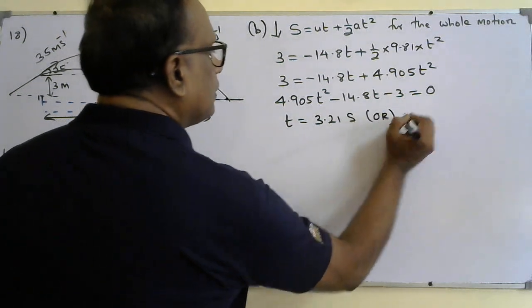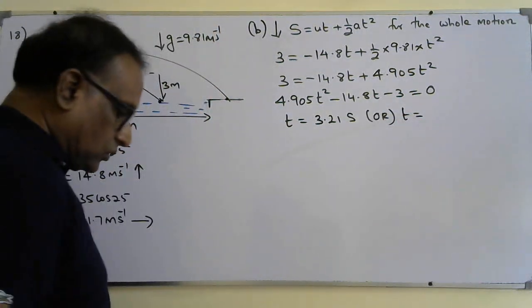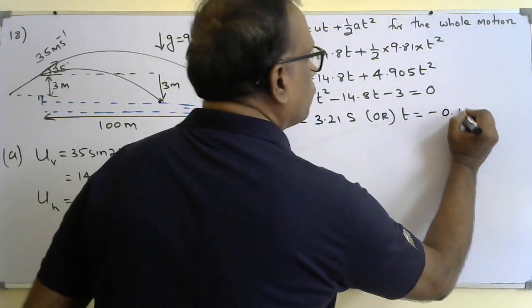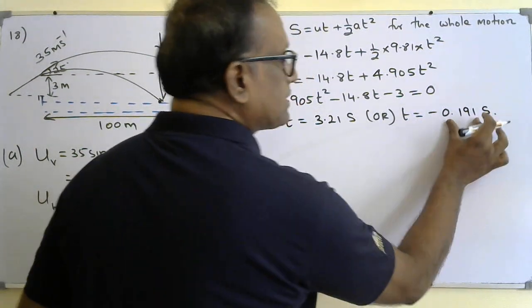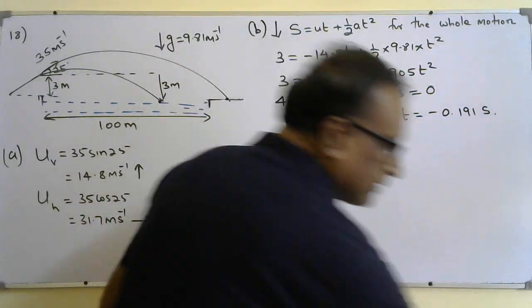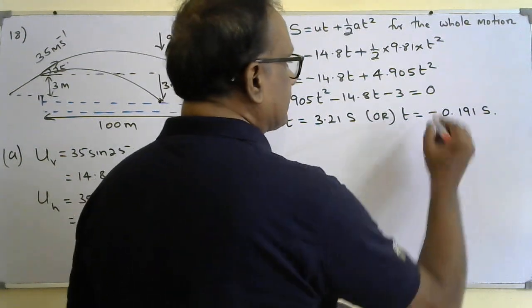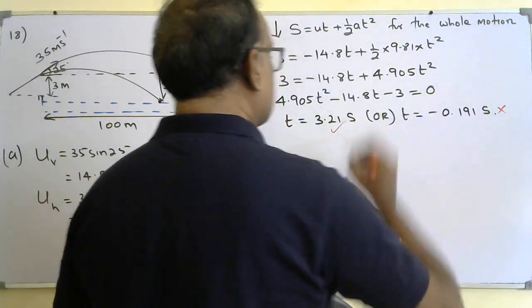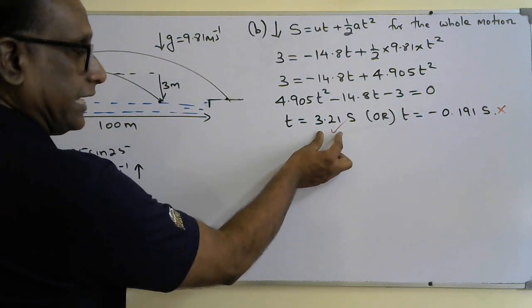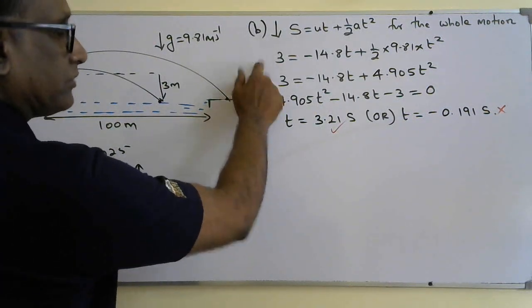or T will be equal to minus 0.191 second. We know time is always positive. This is negative. So negative means that's not acceptable. So this answer we don't consider. So this is the answer we are going to consider, positive time. So this is the time taken to have a vertical displacement of 3 meters.